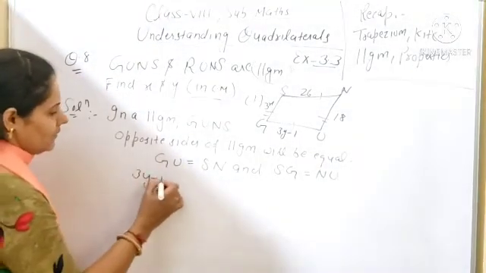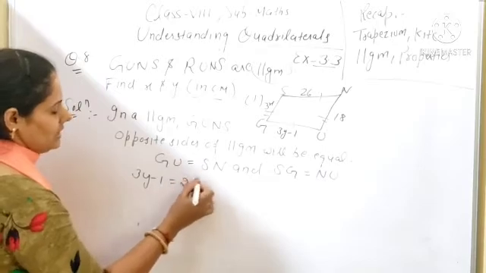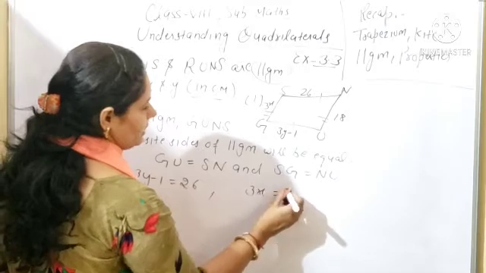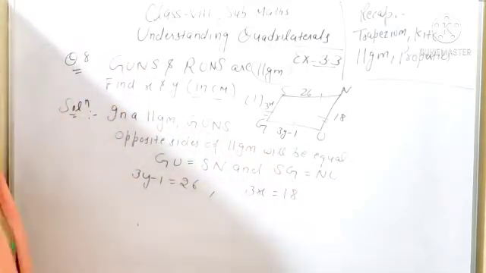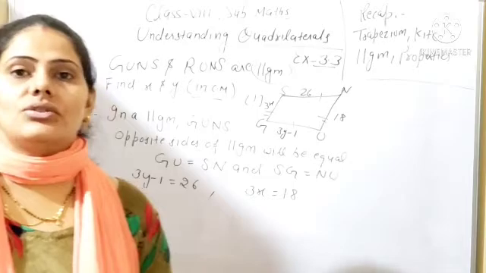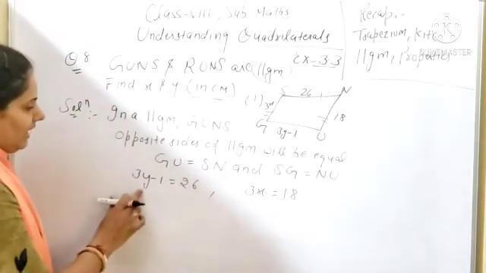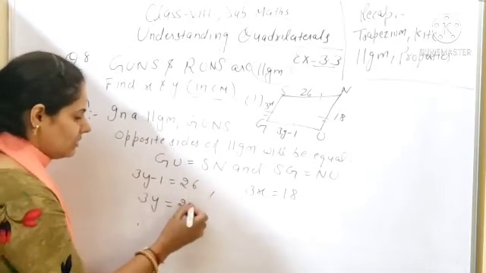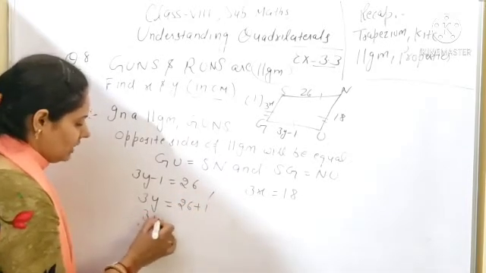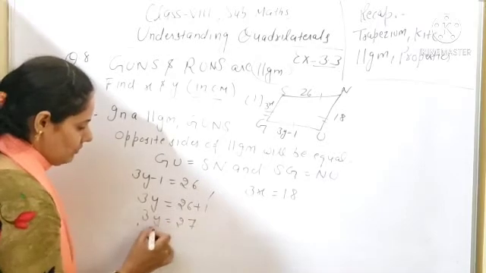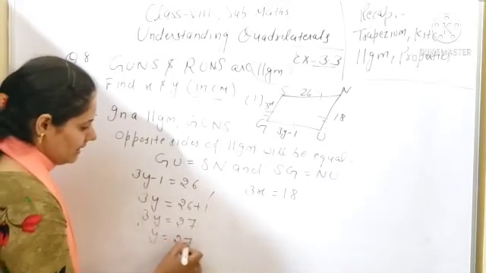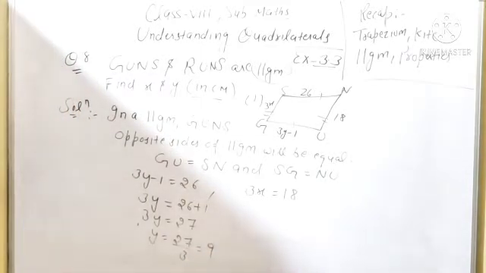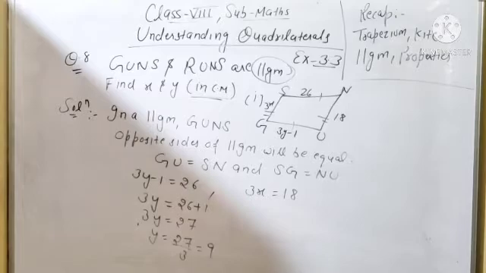So GU is 3y minus 1 is equal to SN is 26, and SG is equal to NU. So SG is 3x is equal to NU is 18. Okay, so two linear equations you are getting here, so you can find out the unknown value. Here y is unknown, so first 3y you will take left hand side, 1 you will take right hand side, so it will be 26 plus 1. So 3y is equal to 27. So y will be equal to 27 by 3. So you will get the answer y is equal to 9. Okay beta, y will be equal to 9.